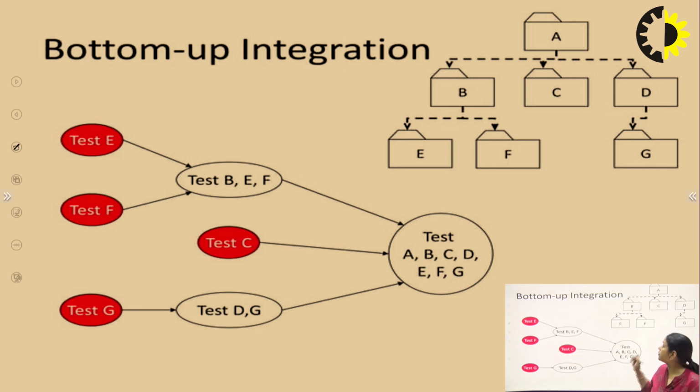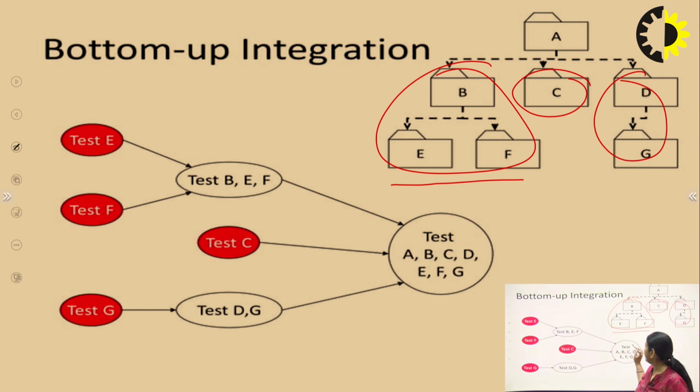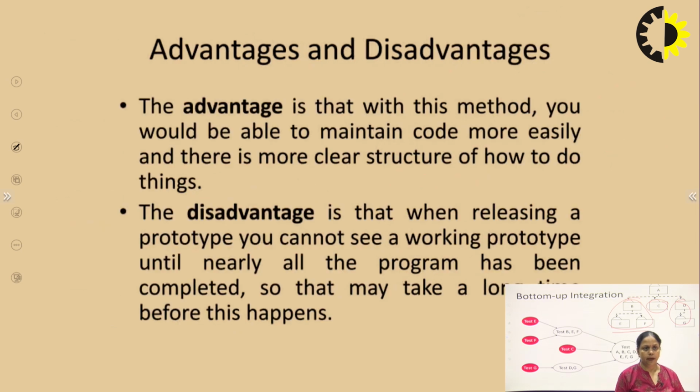We can see one example. You can see here again we have the same example: A, B, C, D, E, F and G. Now we will start from the bottom level. In the bottom level we have E and F. So we will combine B, E, F in the first integration test. Then here we have G only. Then we will combine D and G and test this. And the next one is C. So we will combine these components, and then we completely test all the modules. So we will start from the bottom and go to the upper layer.